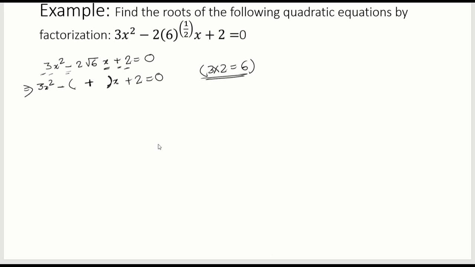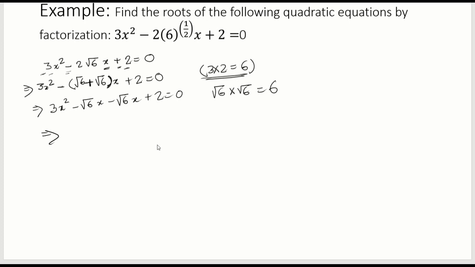And now from the factors of 6, we need to add any two factors which will give the value 2 root 6. Let's say 6 can be written as root 6 times root 6 equals 6, right? So if we write root 6 and root 6, we get 2 root 6. So here we can write 3x squared minus root 6 x minus root 6 x plus 2 equals 0.